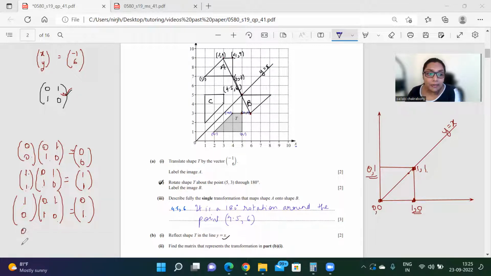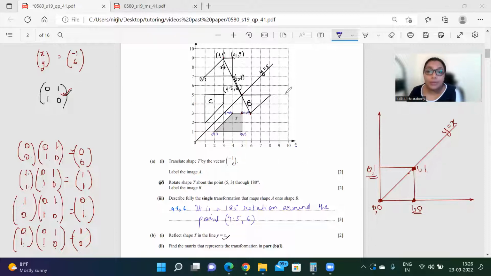Again, if you take (0, 1), let's see whether it turns into (1, 0) or not. Then the matrix which we have chosen is the correct matrix, right? So (0, 1), and you use the transformation matrix [0, 1; 1, 0]. So 0 into 0 plus 1 into 1 is 1, and 0 into 1 plus 1 into 0 is 0. So (0, 1) becomes (1, 0). So it's true that this is the transformation matrix.